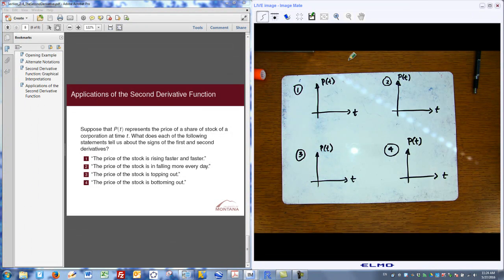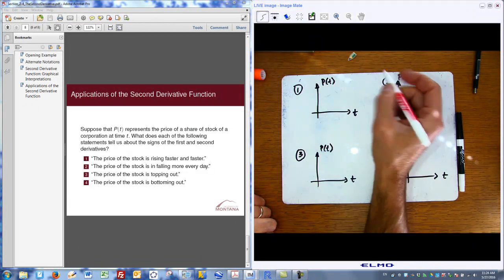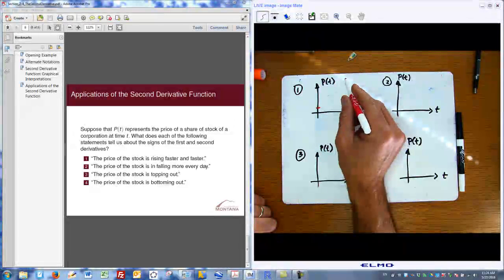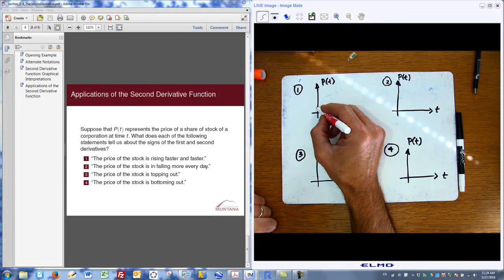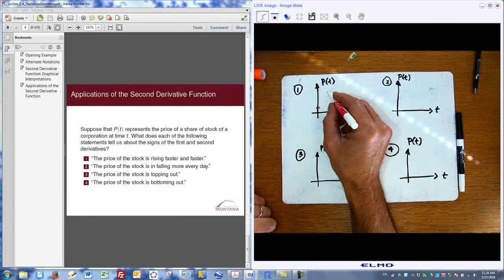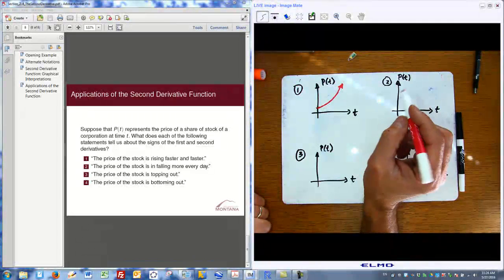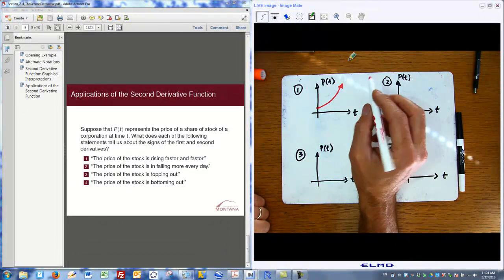All right. So let's draw the first scenario. The price of the stock is rising faster and faster. So if I had a price of a stock, let's say it starts right here, it's rising, so it must be increasing, but it's rising faster and faster. So what it rose in the first period must be quicker in the second period. So I think that means something like this.